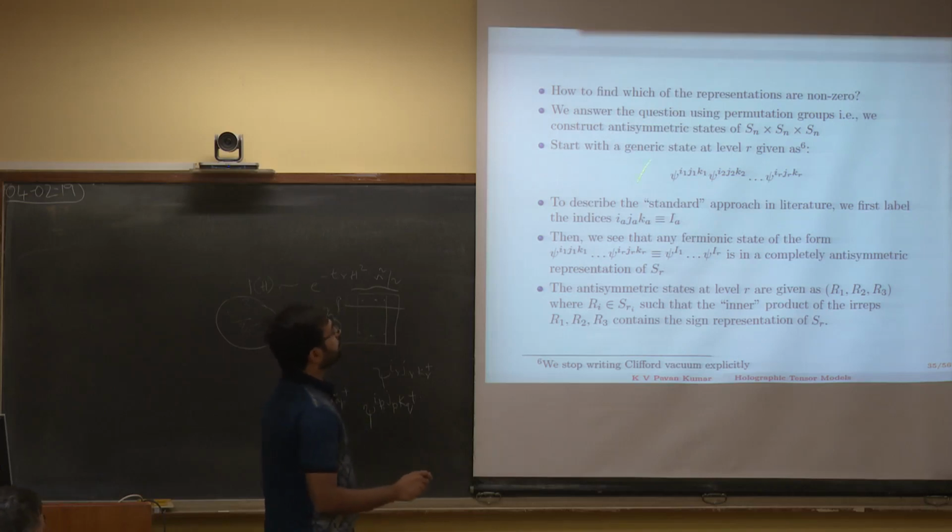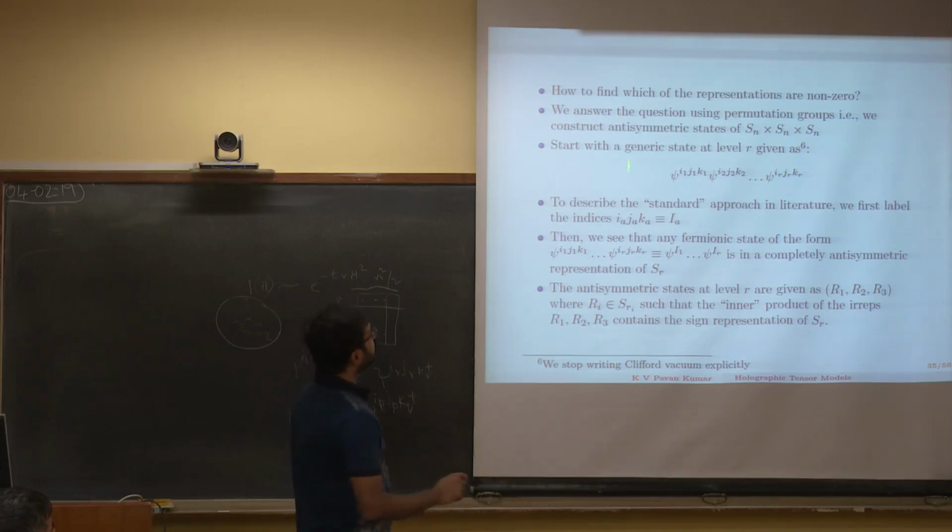First of all, at any level r, this is the state. I'm ignoring the pluses here, and also I'm not writing the Clifford vacuum, but it's the same thing. And the standard approach in the literature which we found is that we start by denoting I1, J1, K1 as some capital index I, and then we see that this entire thing is in a completely antisymmetric representation of SR. And to find the antisymmetric states at level R, these are given by R1, R2, R3, such that the inner product of R1, R2 and R3 contains the antisymmetric representation of SR.